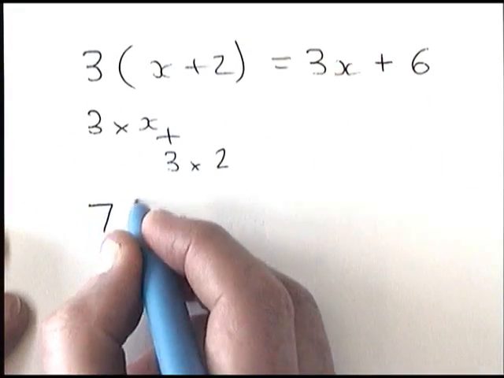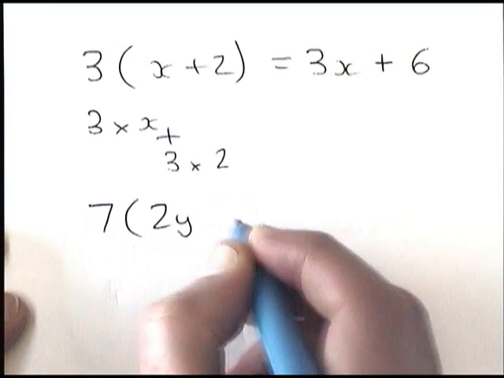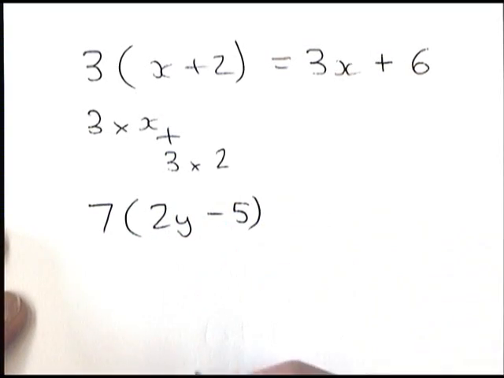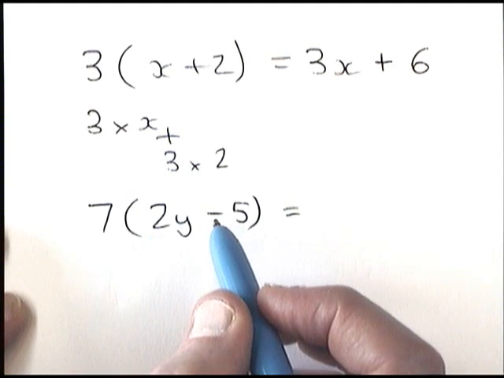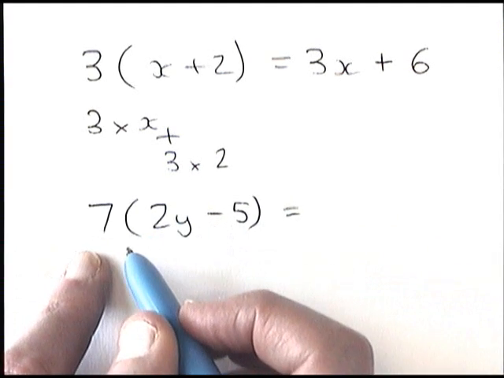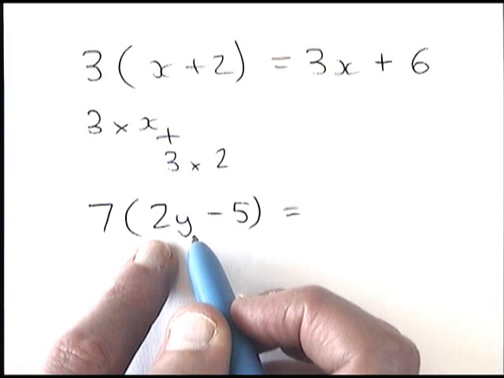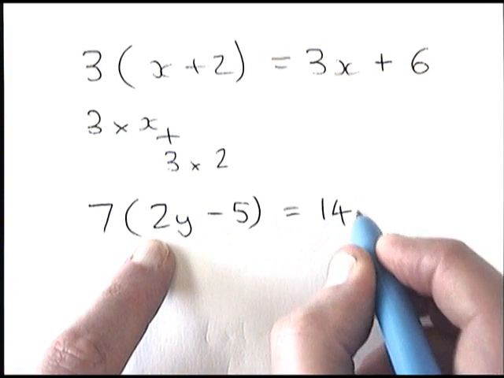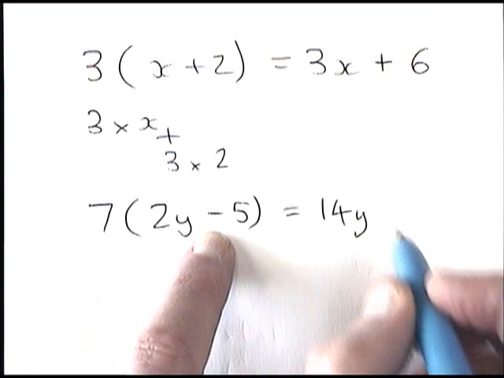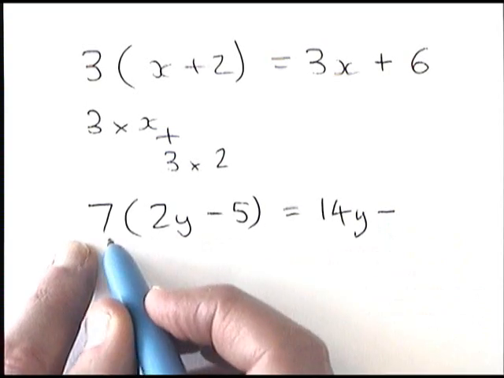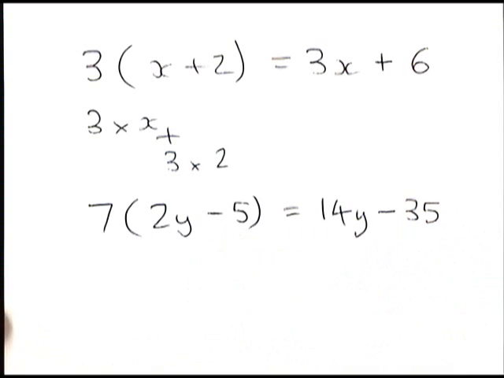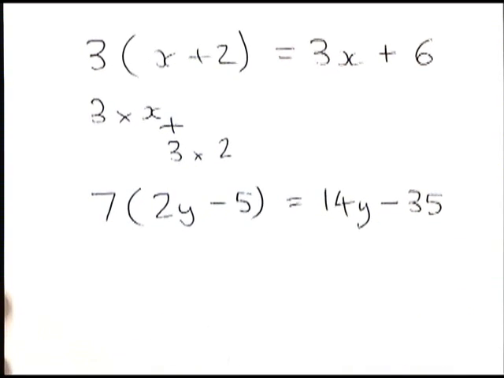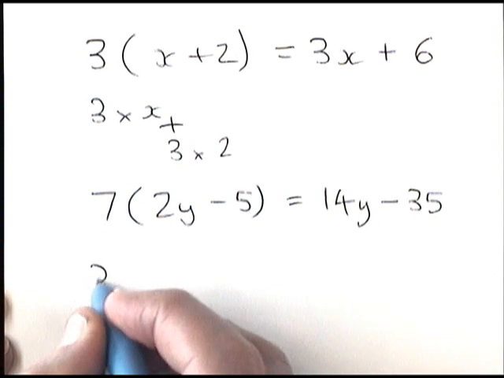We have a look at another one, 7(2y - 5). This means 7 has to be times by everything here in the bracket. 7 lots of 2y is 14y. And the sign goes in, which is a minus. And 7 lots of 5 is 35. That is the answer for that one. So this is called multiplying out. Have a look at another one.